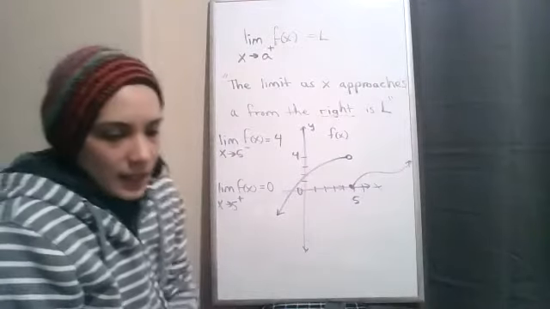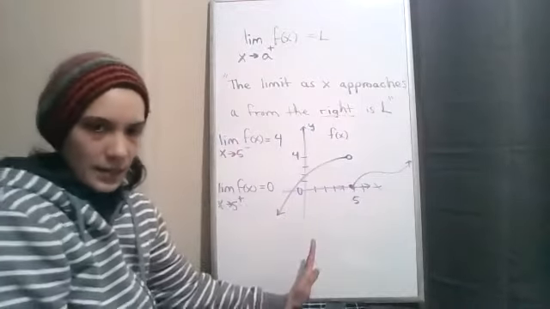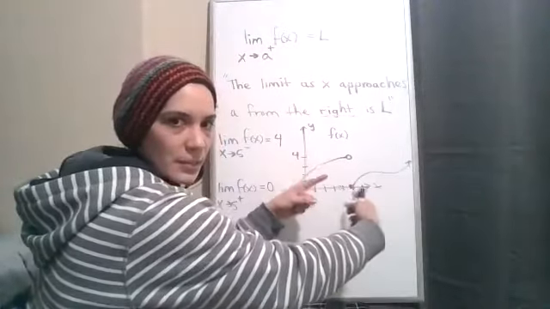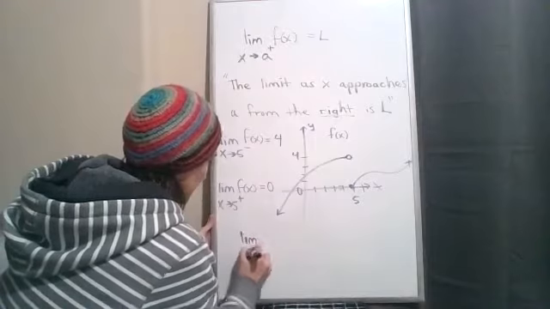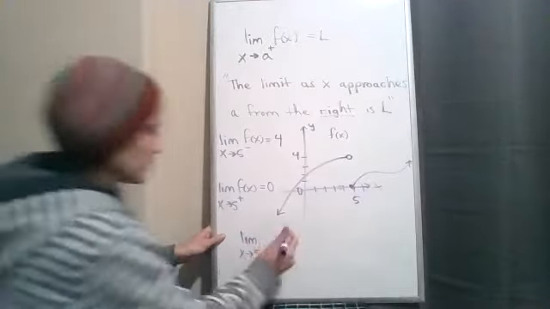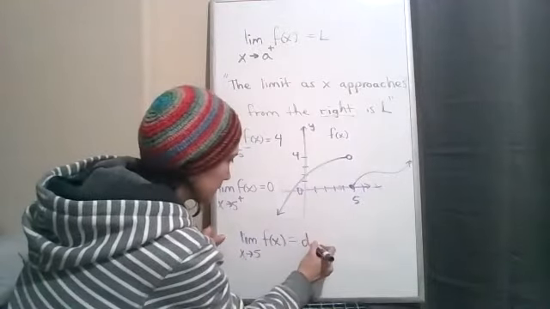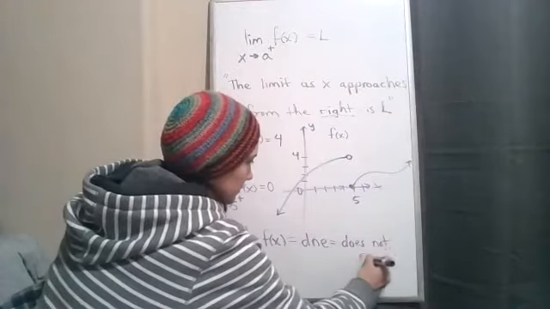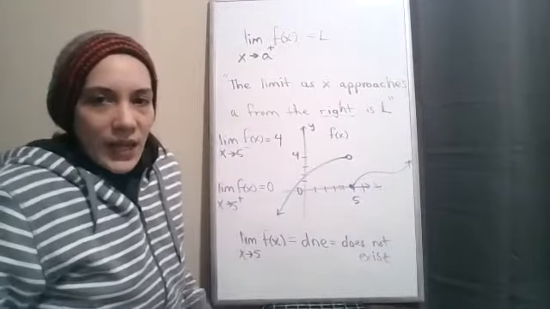We'll write this up as our next part of the notes. If you were to approach 5, since the one-sided limits are not equal, the limit does not exist. So write that down. As x goes to 5 from the left and the right of f of x, in this case, the limit does not exist.